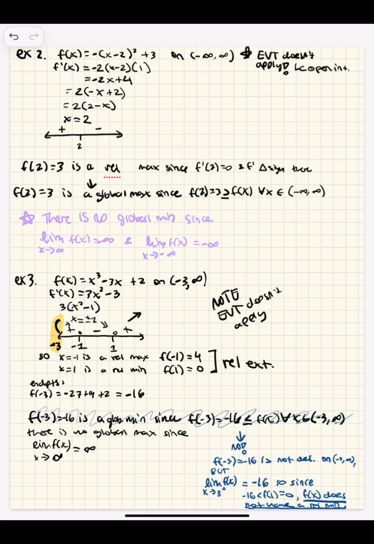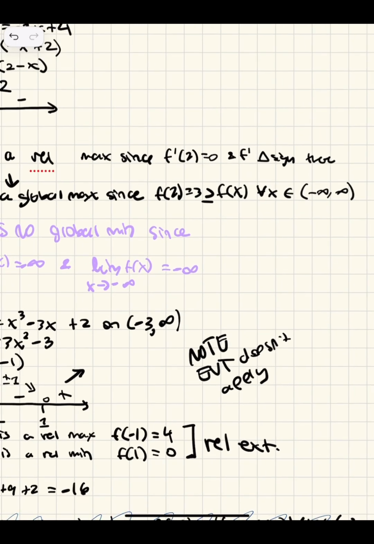So first, we're going to solve it normally as we would for a relative extremum, and you get that f(2) = 3 is a relative max, since f'(2) is 0 and it changes sign. We also get that that's a global max, since, again, we have to prove it, f(2) = 3 is greater than or equal to f(x) for all x in negative infinity to infinity.